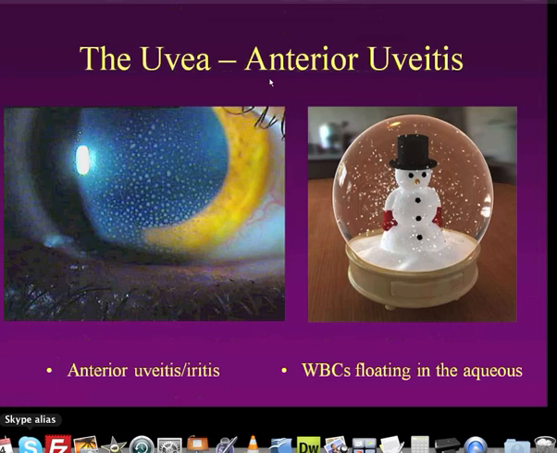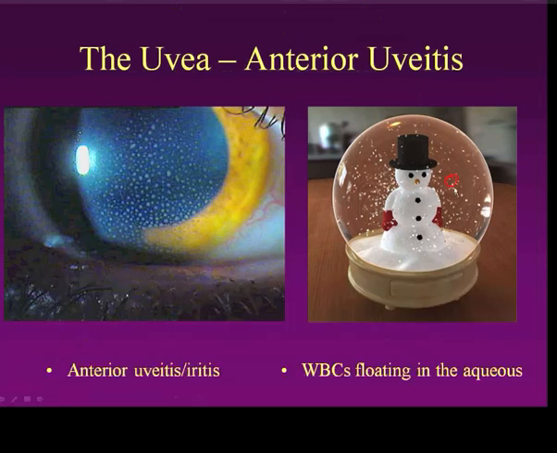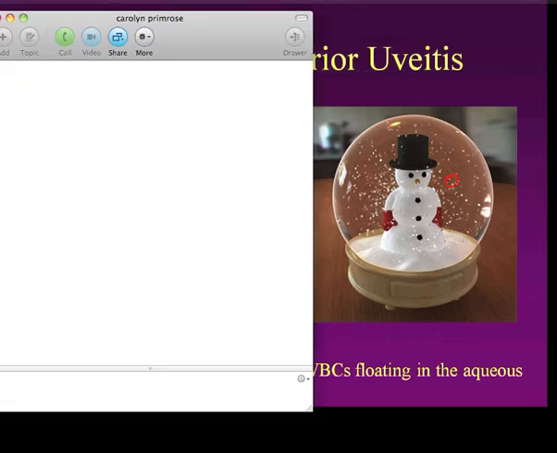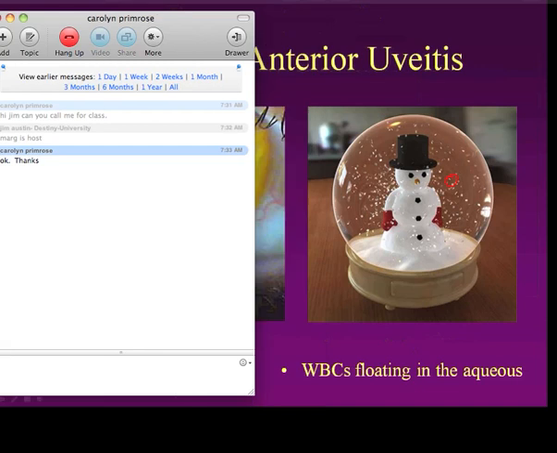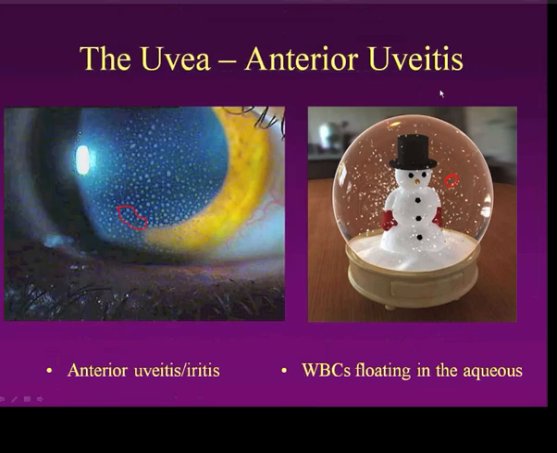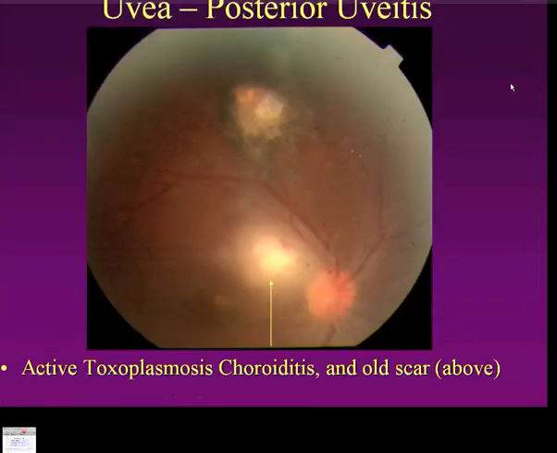And again, looking at the slit lamp, you can see the individual white cells within the anterior chamber. This is called an anterior chamber reaction, or cells in the anterior chamber. Sometimes those cells kind of fall out on the back surface of the cornea, looking like a little snowbank. Posterior uveitis or choroiditis. This is toxoplasmosis, a very common inflammatory condition of the choroid.